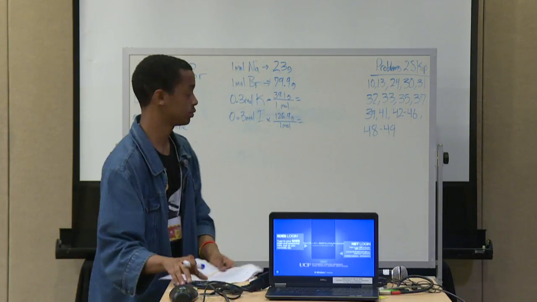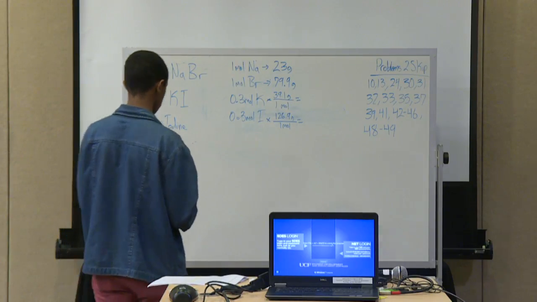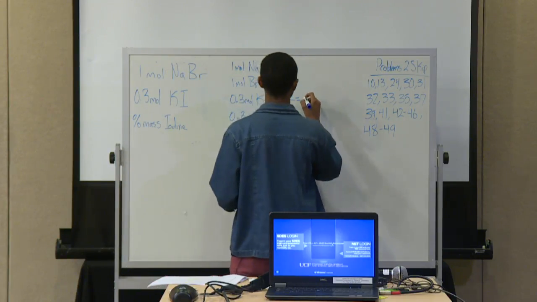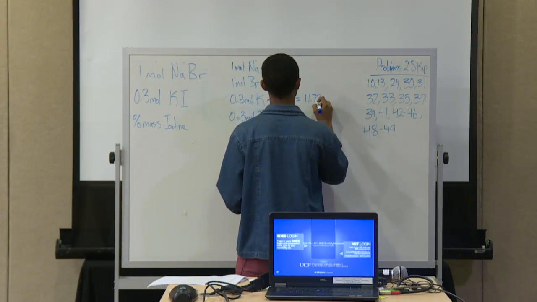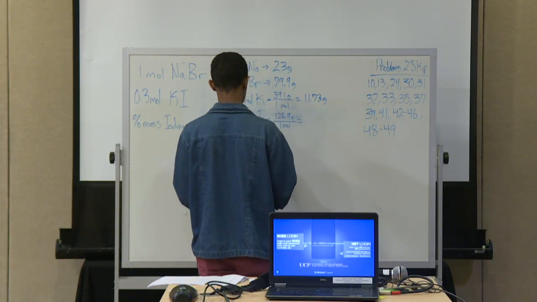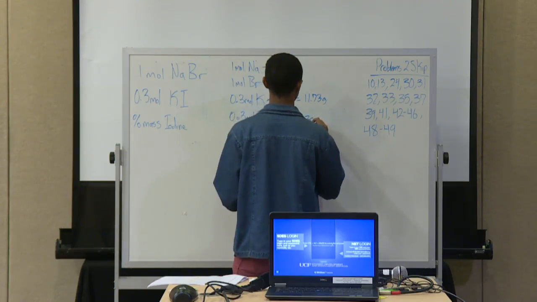That comes out to 39.1 times 0.3. It's 11.73 grams. And 126.9 times 0.3 is 38.07.